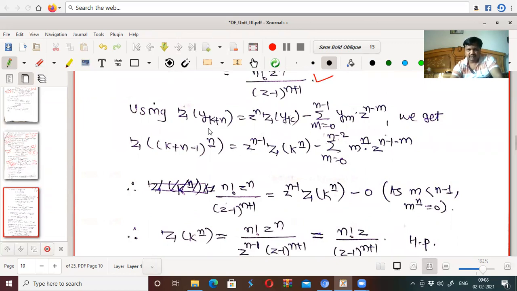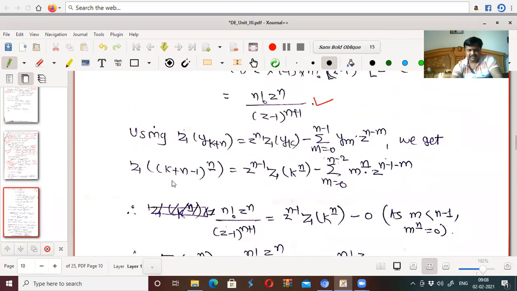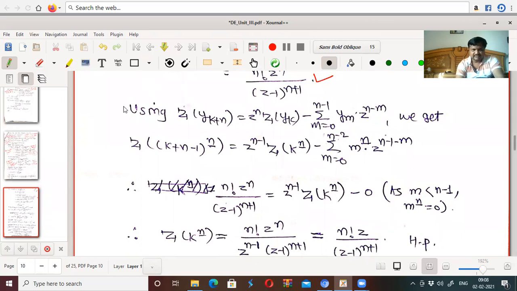So using z of y(k+n) equal to z^n z of y(k) minus summation from m equal to 0 to n minus 1 y(m) z^(n-m), we get the z transform of the k+n minus 1 falling factorial equal to z^(n-1) z of the k falling factorial minus summation from m equal to 0 to n minus 2. That is using that second u_k(n).